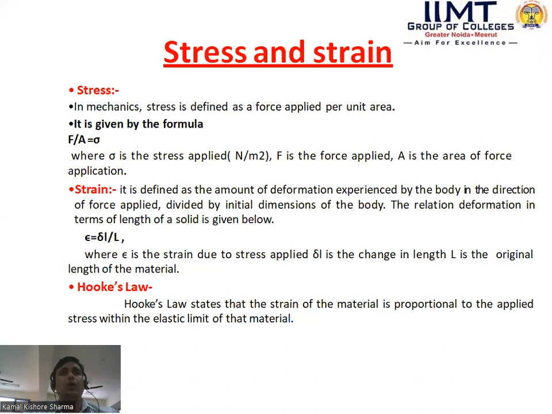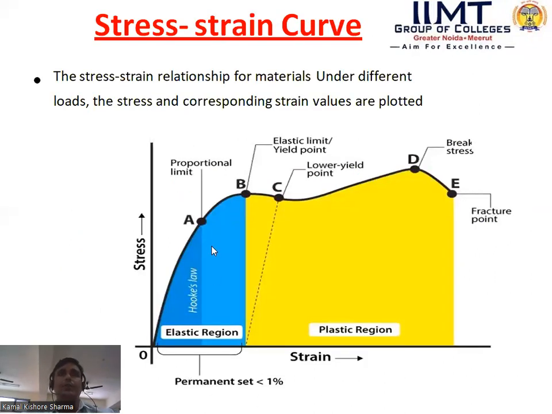And according to Hooke's law, the strain of the material is proportional to applied stress. Within elastic limit, stress is directly proportional to strain. And we have shown the graph of stress-strain relationship for a material under load. Stress and corresponding values of strain are plotted. On the y-axis, we plot stress, and on the x-axis, we plot strain. So according to the graph, there are two regions. One is the elastic region, another is the plastic region.